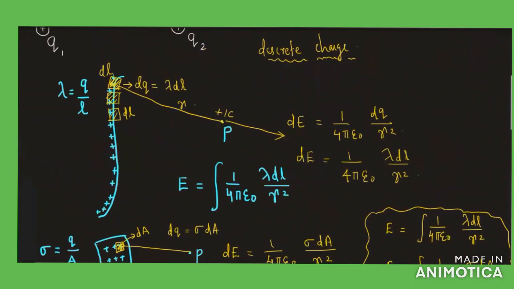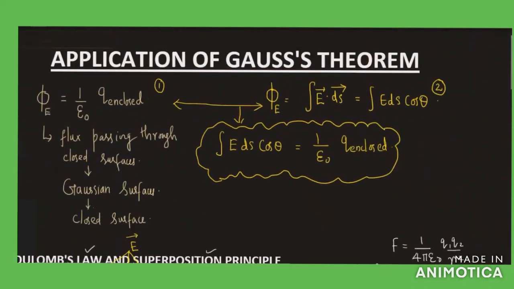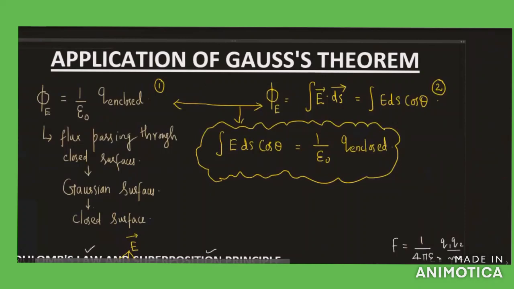So in some situations, we can use Gauss theorem to find out the electric field due to charge configurations, especially electric field due to continuous charge configurations. Now we have two techniques to find out the electric field due to charge configurations.